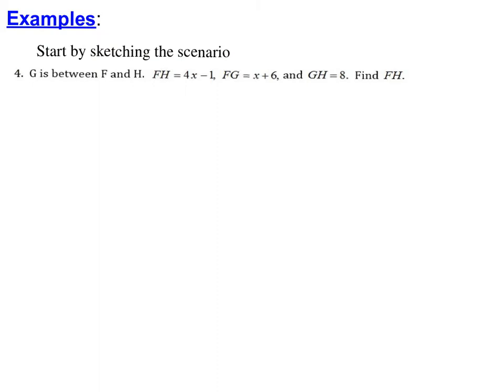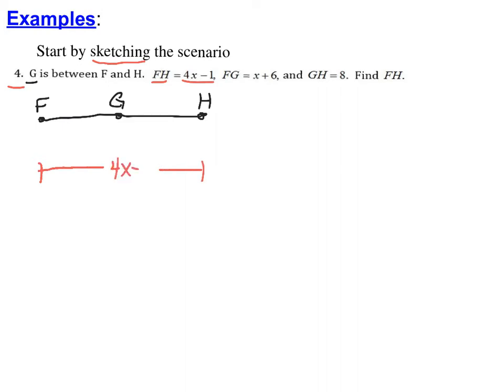So for this next example, let's start off the same way with just a sketch. So we have 3 points, G, F, and H. And the specifics tell me that G is between F and H. So it doesn't really matter where you put F and H as long as G is in between those two. Then they give me some lengths. So FH, which represents the whole entire thing, is 4x minus 1. They also give me FG, this piece on the left, which is x plus 6. And they give me GH, which is 8.